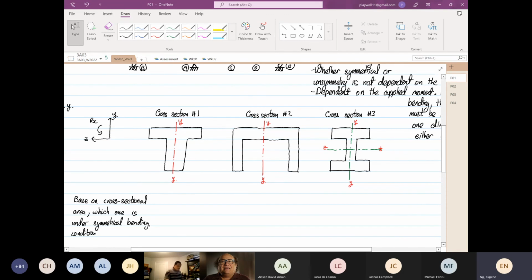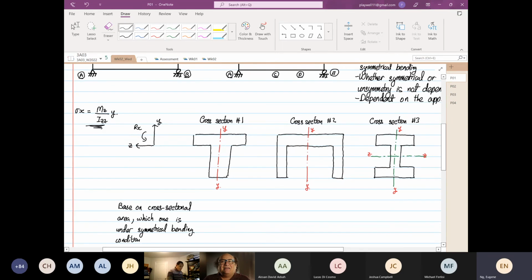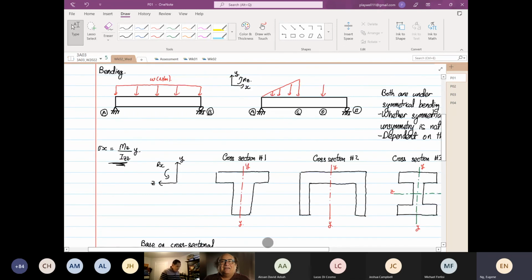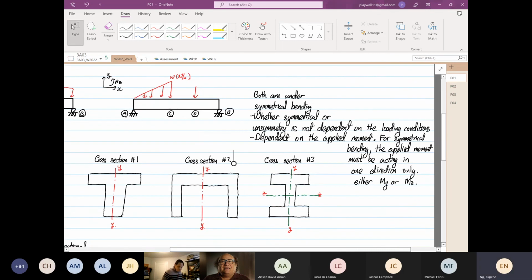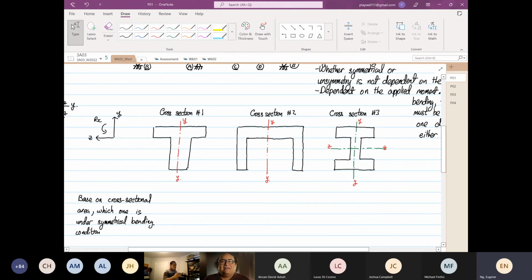Now, watch it, okay? It is all dependent on this formula over here, because we only have moment about the z-axis. So we already clarified by looking at the load distribution, whether it is an evenly distributed load or gradient distributed load, it is not dependent on how the load is distributed, but it depends on the applied moment. So the applied moment must be either along my or mz. Now let's look at the cross-sectional area 1, 2, and 3.